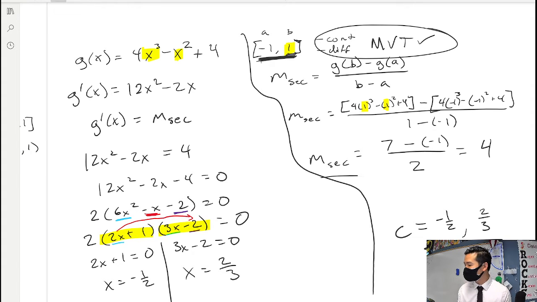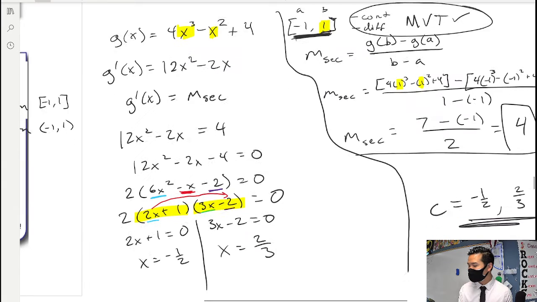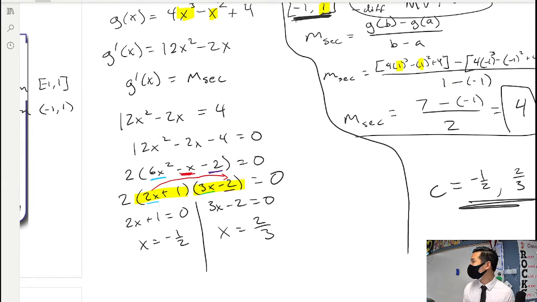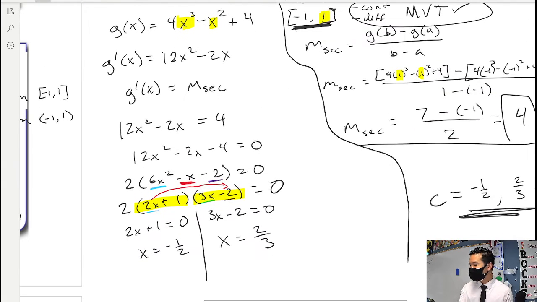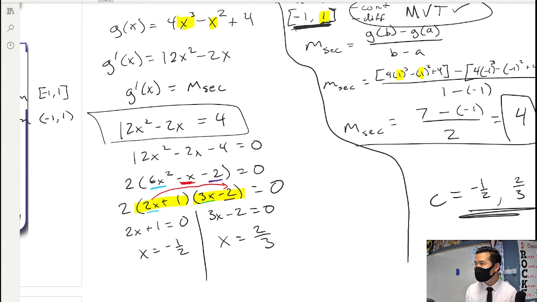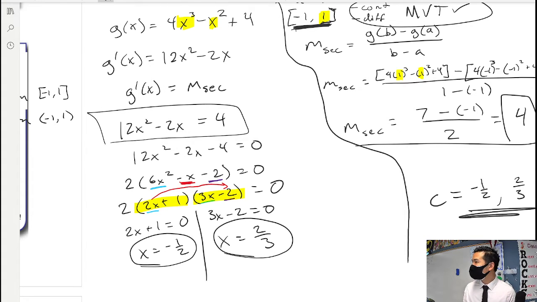We found out that the slope of the secant line was what? Slope of the secant line is 4. And then I just solved, right? When does the derivative equal 4? And we came out to a nice, what do we call this? Started with a Q. It was a quadratic equation, right? You could have solved it using the quadratic formula. We solved it by factoring. What are my 2 answers? X equals negative 1 over 2, and x equals 2 over 3.